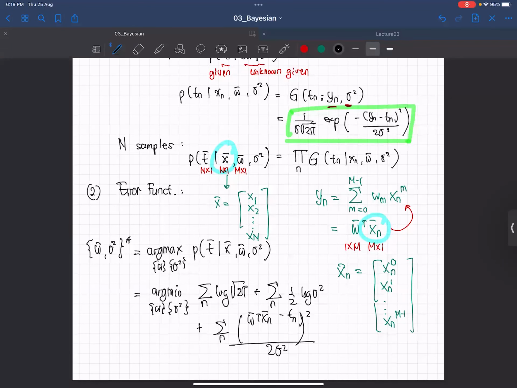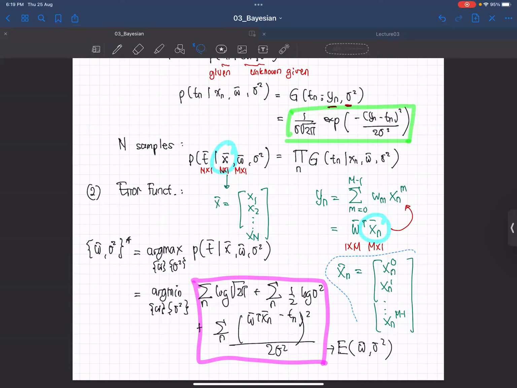Well, you can look at the lecture notes for the definition for that one. And that becomes our error function. So basically the error function is this one here. The whole thing becomes the error function, which is E, E of W bar and sigma square. So that one gives you the definition of your error function. Any questions here? Yeah, I have a question about this one from the last lecture.